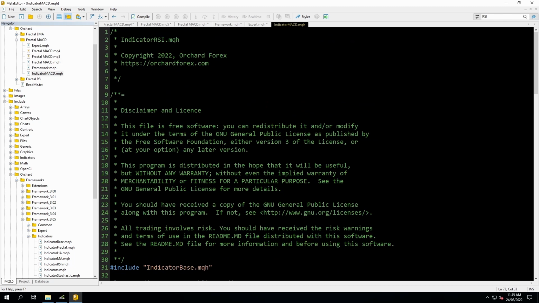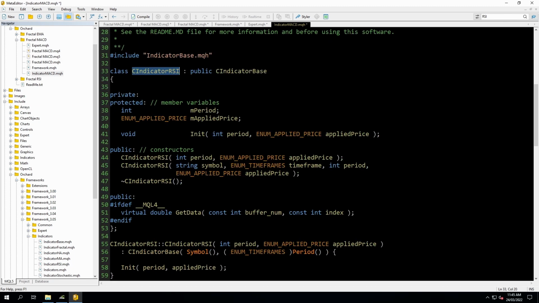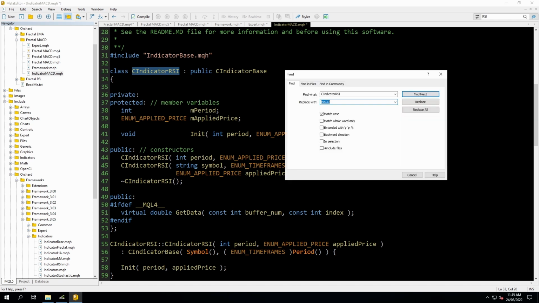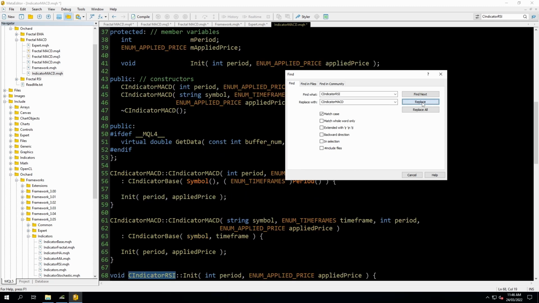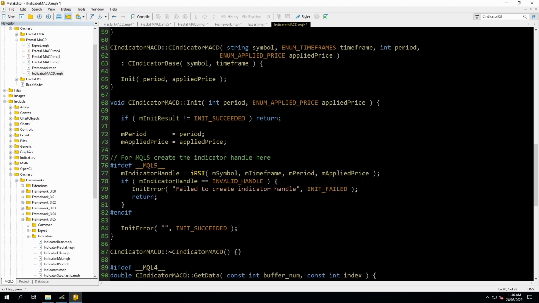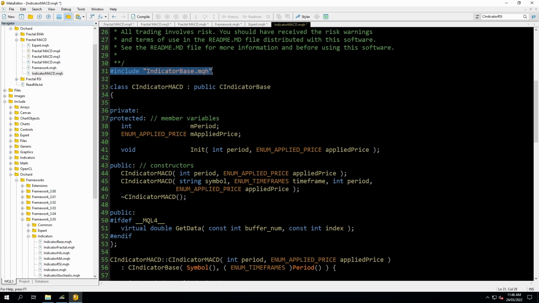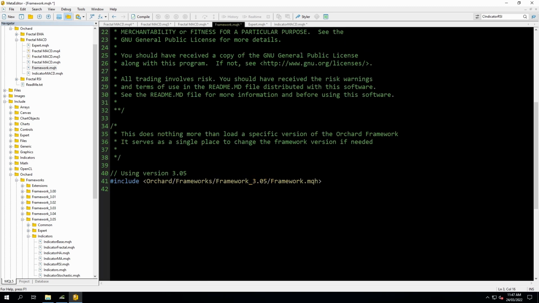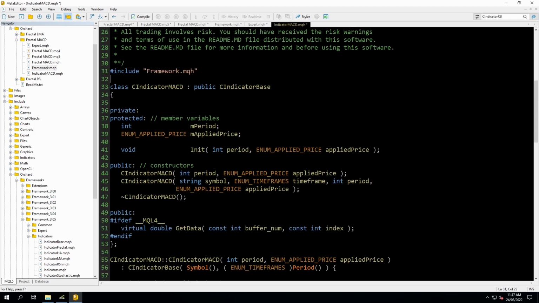Now this is just a copy of the RSI so far, so I need to change this to MACD. All instances of C indicator RSI I'm going to change to C indicator MACD. And here where I had the include indicator base, that won't work because indicator base is in a relatively different location. But because this is now part of the Fractal MACD folder, I'm going to just include this framework file. And that framework file, which I have open here, does nothing more than include the current version framework. But that does give access to C indicator base from this C indicator MACD now.